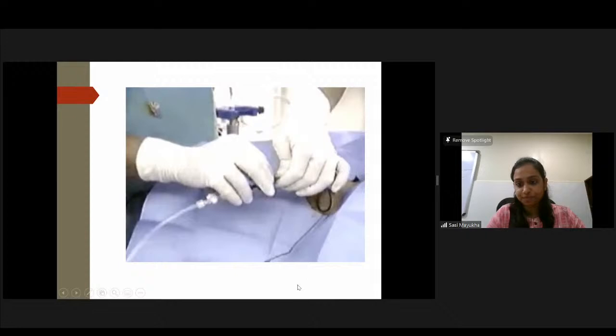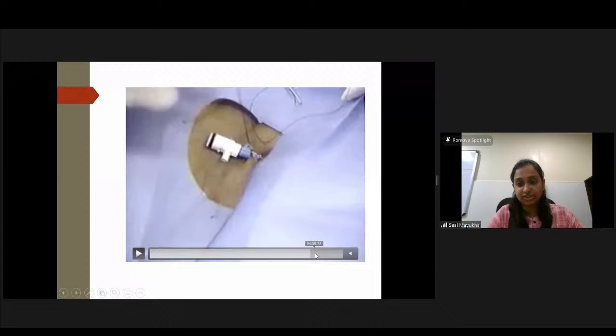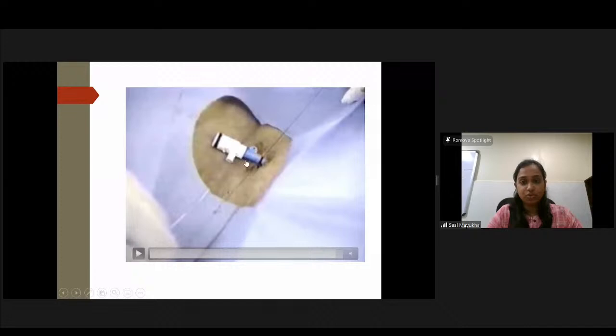After which suturing has to be done. Both the sides suturing has to be done. See, tight suturing has to be done, 1, 2, and 3. All these suturing has to be done.